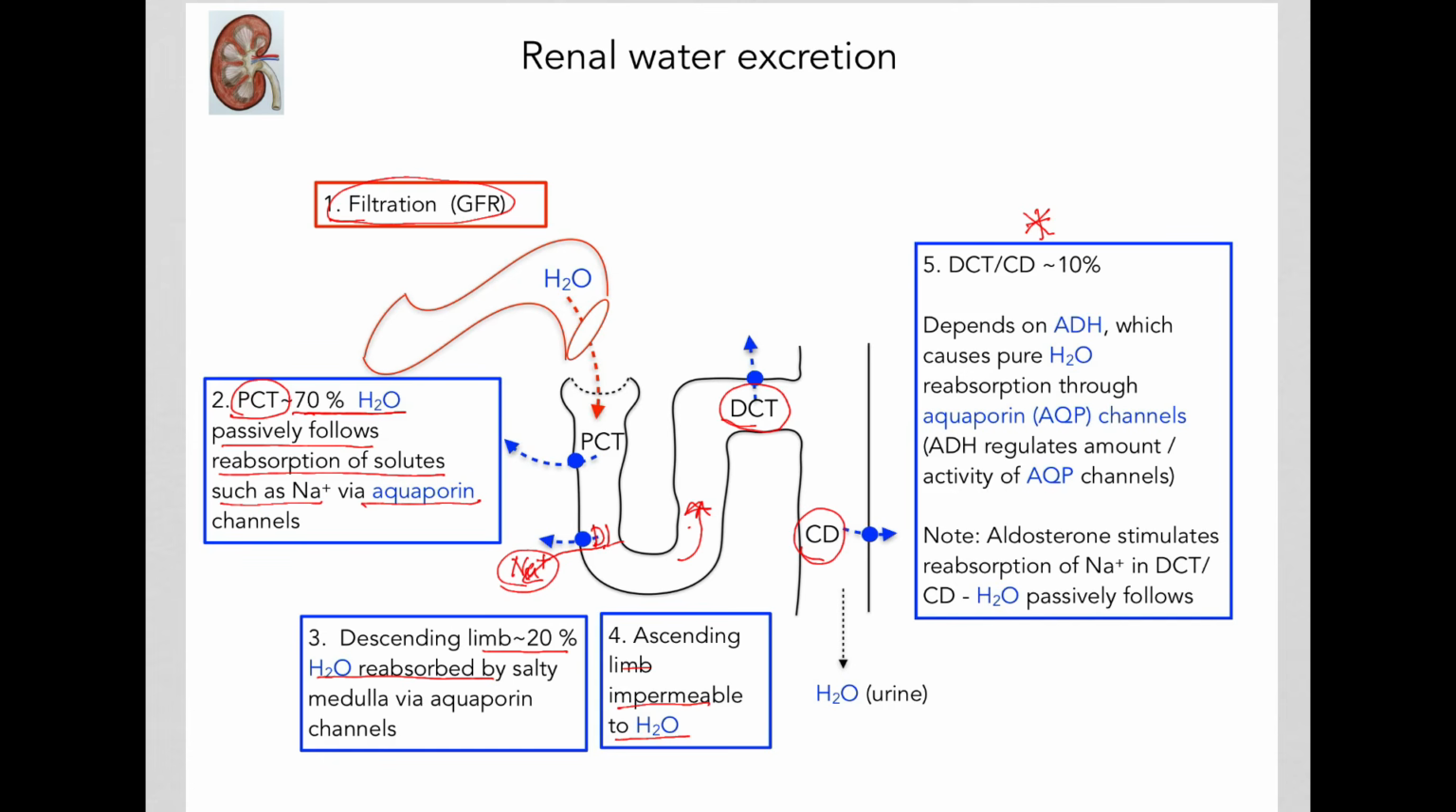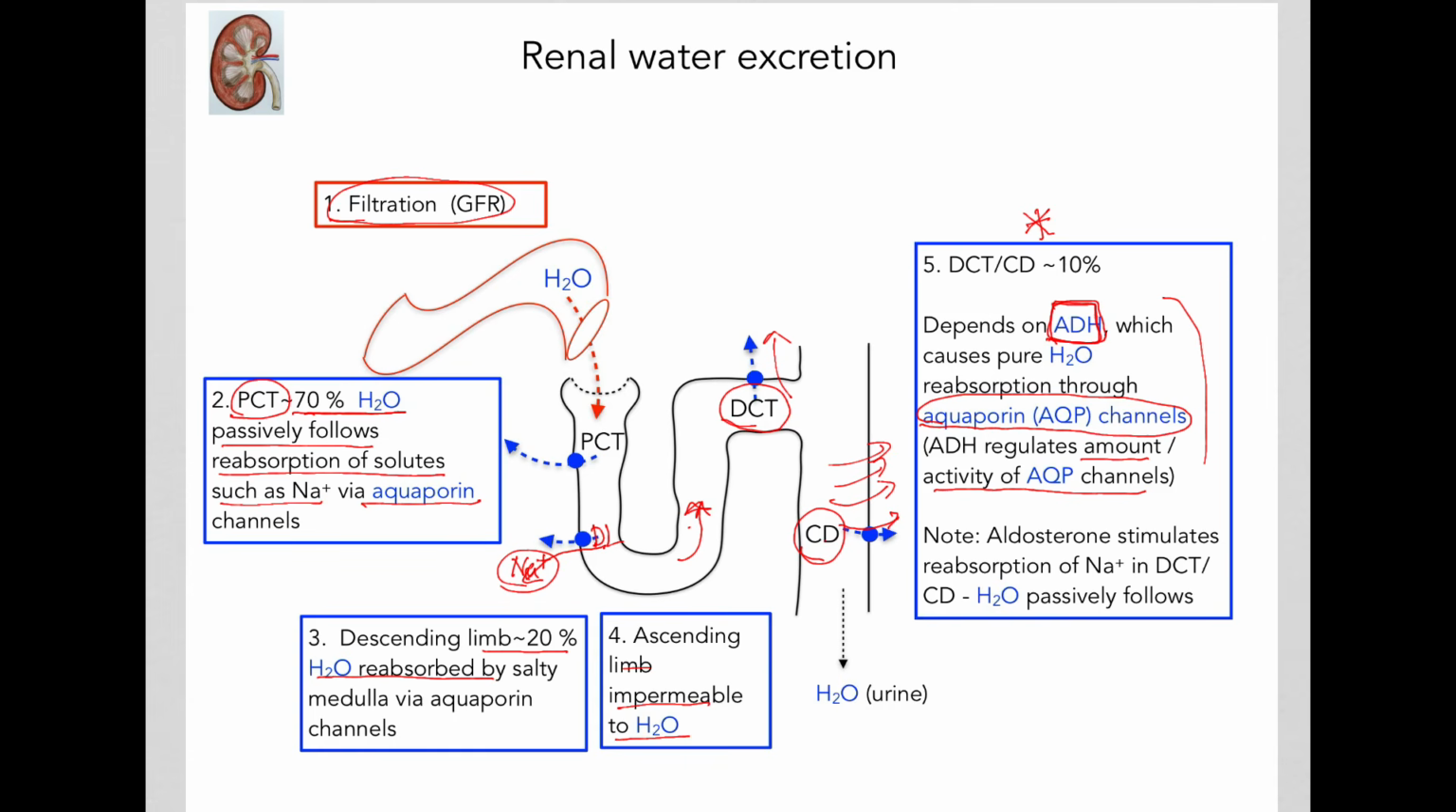So here we have two very important hormones. One of them is antidiuretic hormone. This is responsible for reabsorption of water from the collecting duct as well as the distal convoluted tubule. What this hormone does is it adds aquaporin channels to the cells. It either increases the amount of aquaporin channels or increases the activity of aquaporin channels. And by doing that, more and more water can be reabsorbed out of the tubules into the bloodstream.